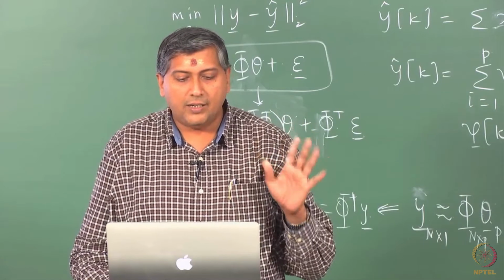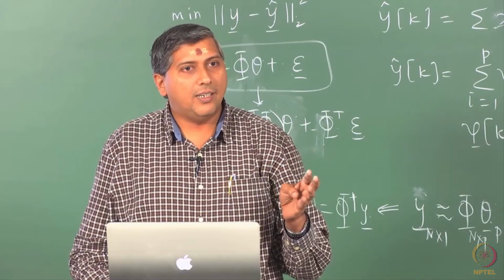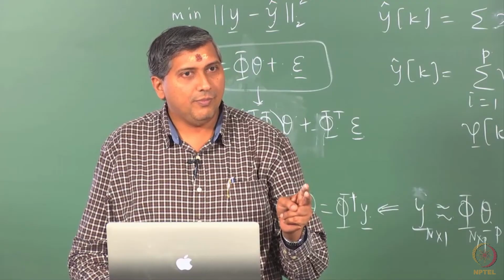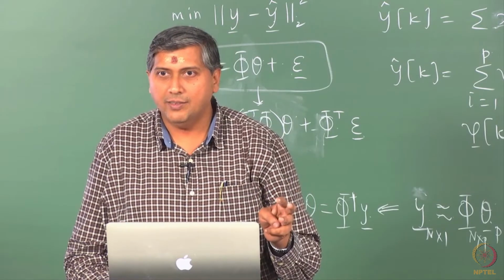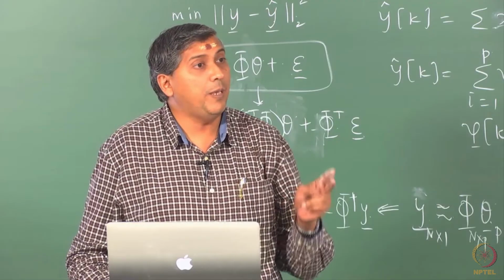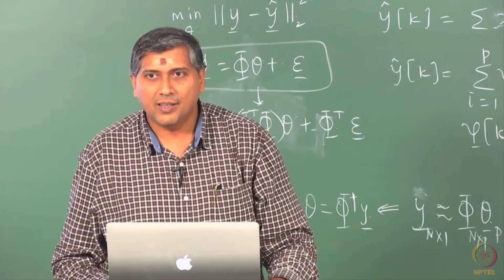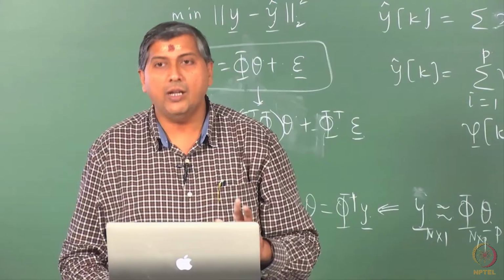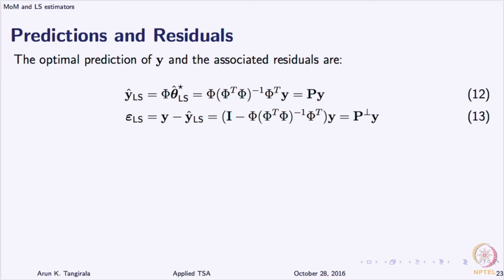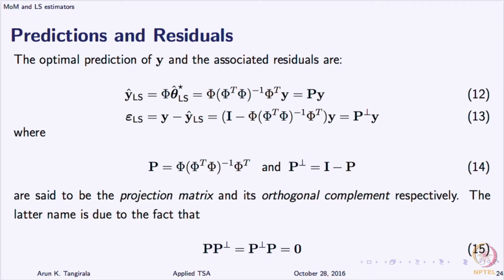What you can see is that y hat is being written as P times y and epsilon is written as P perpendicular times y. What is this P perpendicular? It is the orthogonal complement of P. Remember, our least squares solution is such that epsilons are orthogonal to the regressors, and you should be able to see that when I take the inner product of epsilon with y hat, I will get 0. So, that is just reaffirming what we already know about the least squares solution.